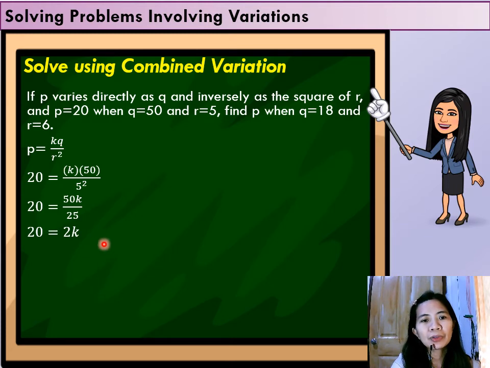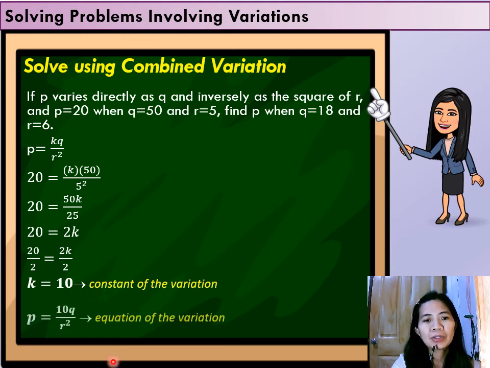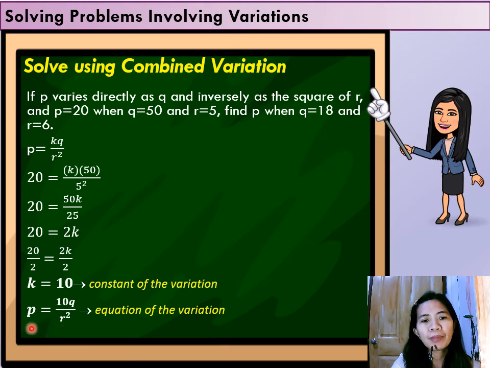Okay, we are going to simplify this. So 50 divided by 25 is 2K. And then divide both sides by 2. So we are going to eliminate this 2. 2 divided by 2 is 1. So the remaining variable here is K. So K is equal to 20 divided by 2, which is 10. So the value of our constant is 10. So we have here our equation: P is equal to 10Q all over R squared. This is now the equation.